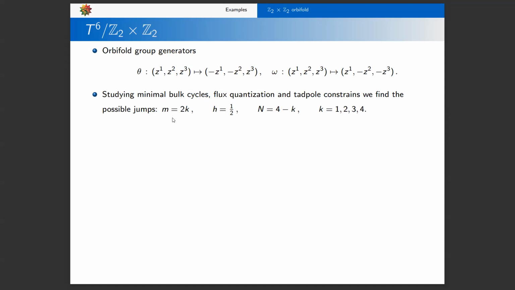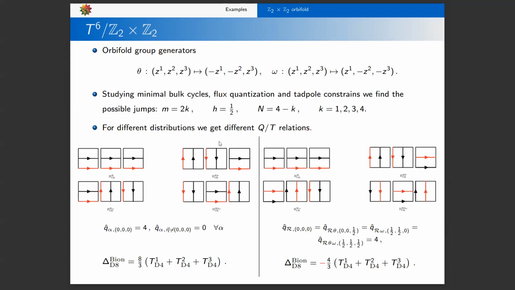So for the case of the Z2, we find these relations. The Romans mass has to jump in steps of 2, and the factor H, which we saw before relates the Poincaré dual class of the H flux with the homology class of the orientifold planes, is 1/2.